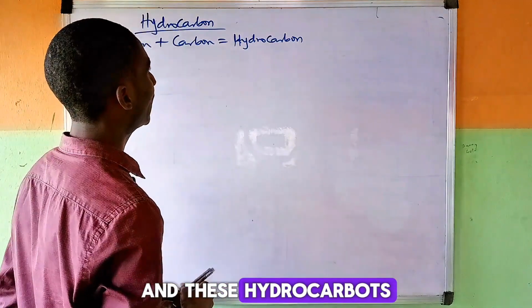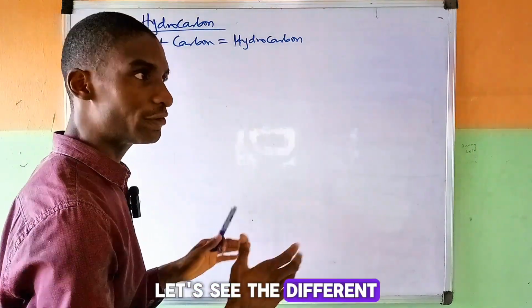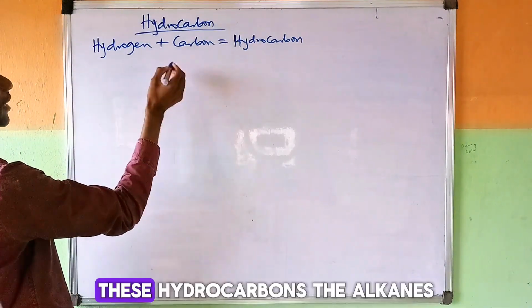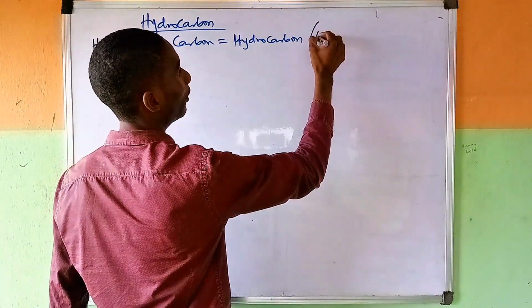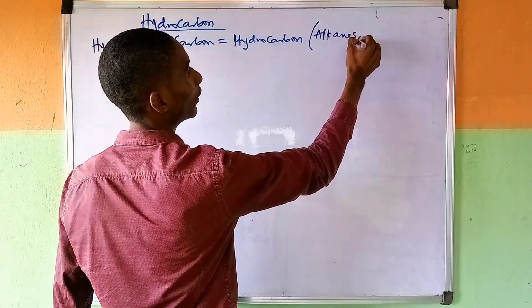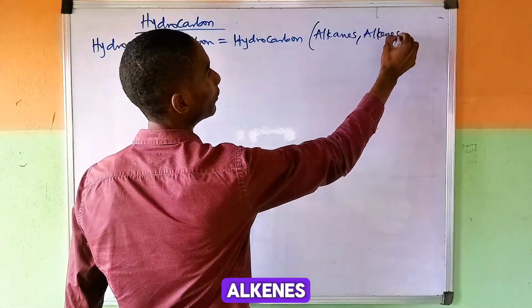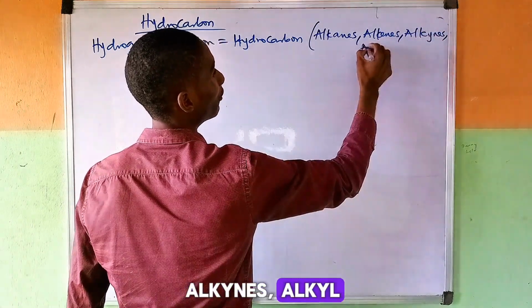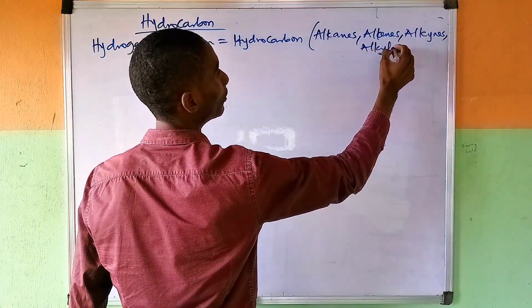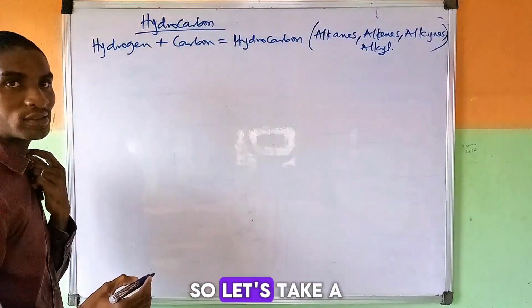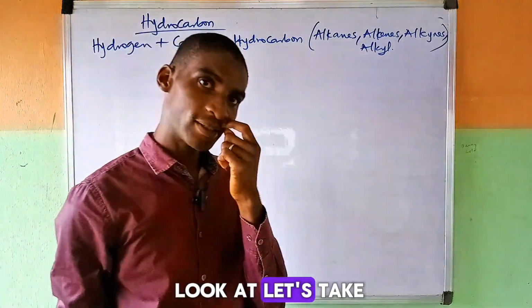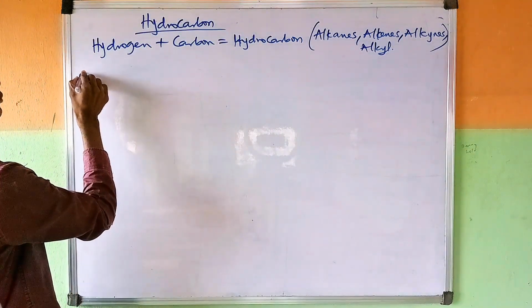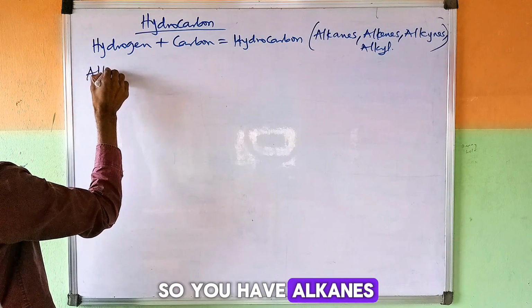And these hydrocarbons, let's see the different hydrocarbon classes, the families that we have. These hydrocarbons are the alkanes, alkenes, alkynes, and you have the alkyl. So let's take a look at the examples.